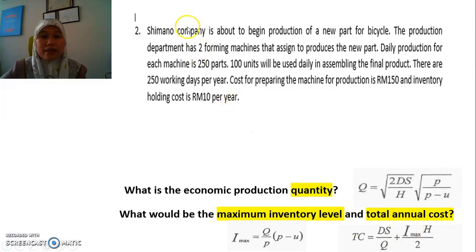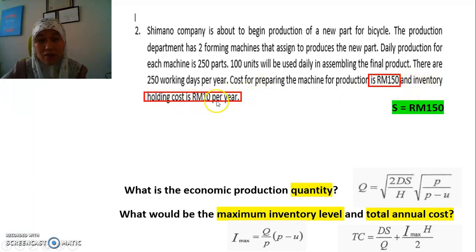Okay, let's start. From this information here, we try to find something that we're familiar with. For example, 150, we know it is a setup cost, the S. And then the holding cost here, RM 10 per year, so this is H. What other information can we see here?